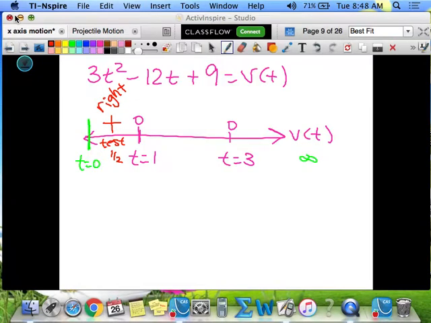So in that interval, no matter what number we pick between 0 and 1, don't pick 0 and 1, we're going to get a positive number. You can test any one you want, you're going to get the same result, it's going to be positive. Between 1 and 3, what's the easiest number to pick? 2.